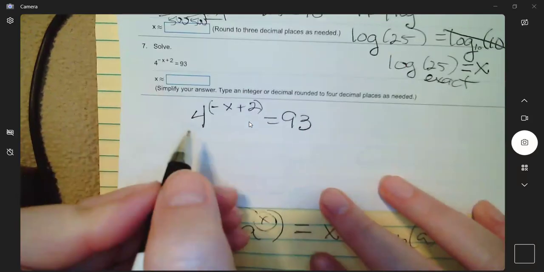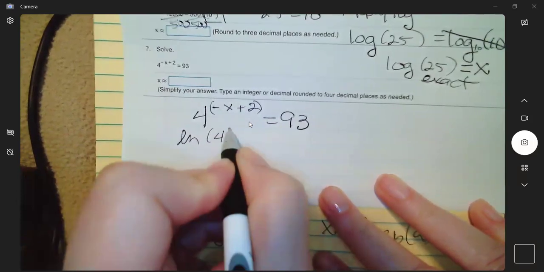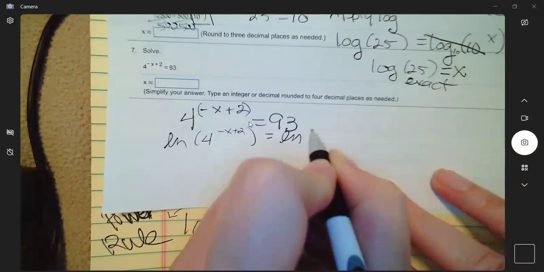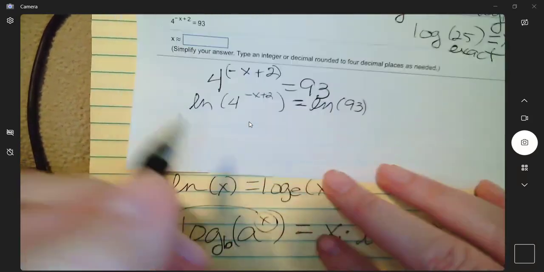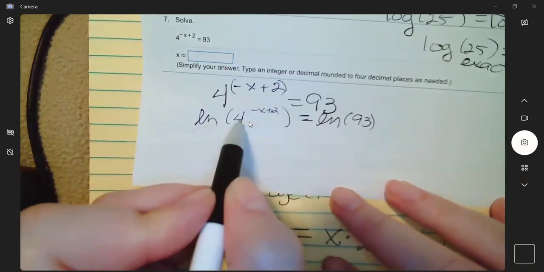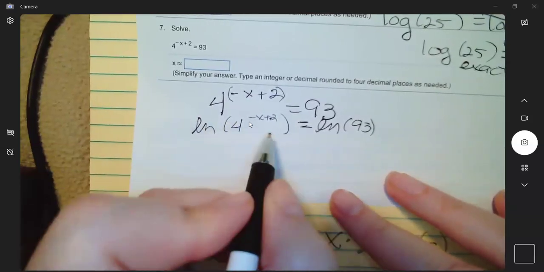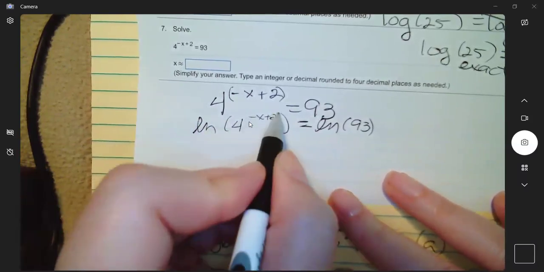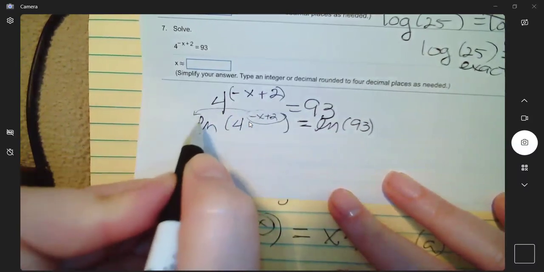So I'm going to apply, my favorite is natural log, so I'll do natural log. 4 negative x plus 2 equals natural log 93. Now this is where we'll get to see the power rule come in play. Rather than try to match a logarithm with the same base of 4 and then have to use a change of base formula later on, I'm just going to always use natural log when I get to this step. So it won't cancel it out, but what it does allow me to do is take that exponent and move it out in front as a multiplier.